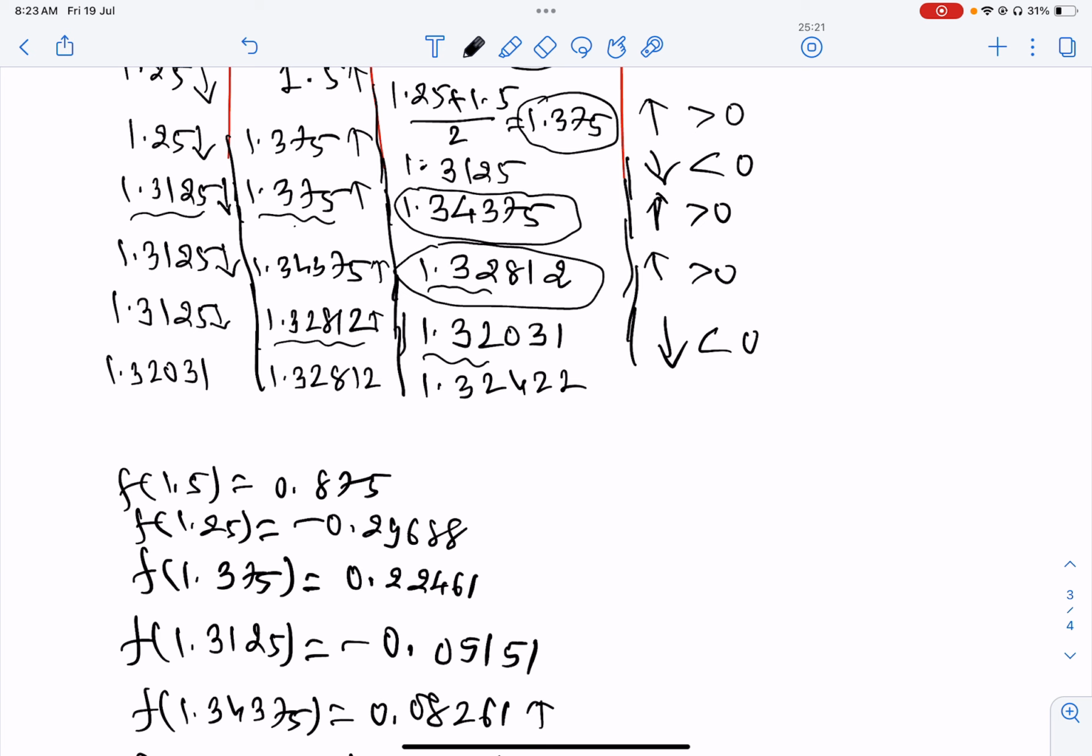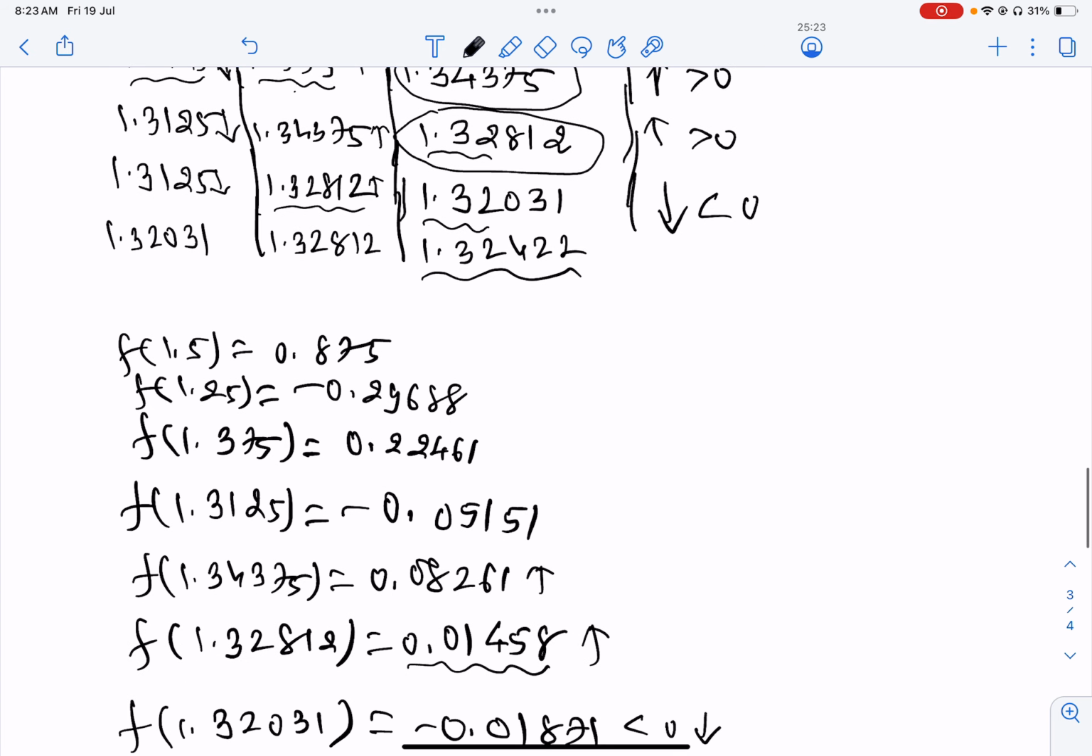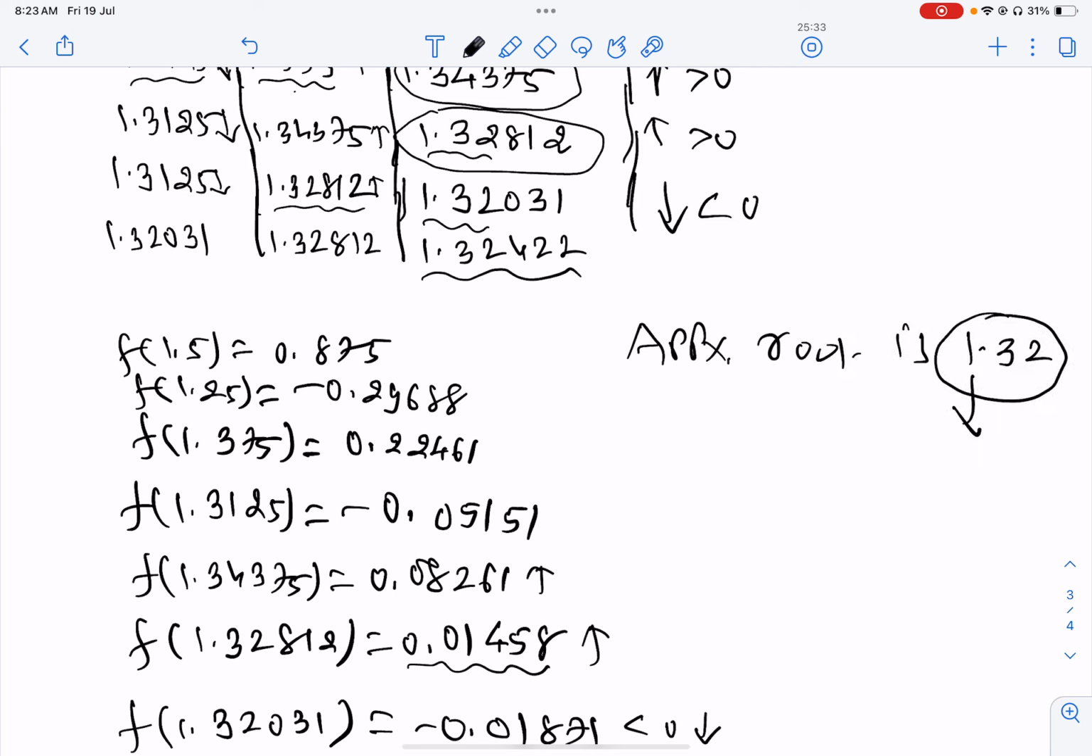Okay, and you can see that the approximate root, you can declare that the approximate root is 1.32, because it should be correct up to 2 decimal digits.